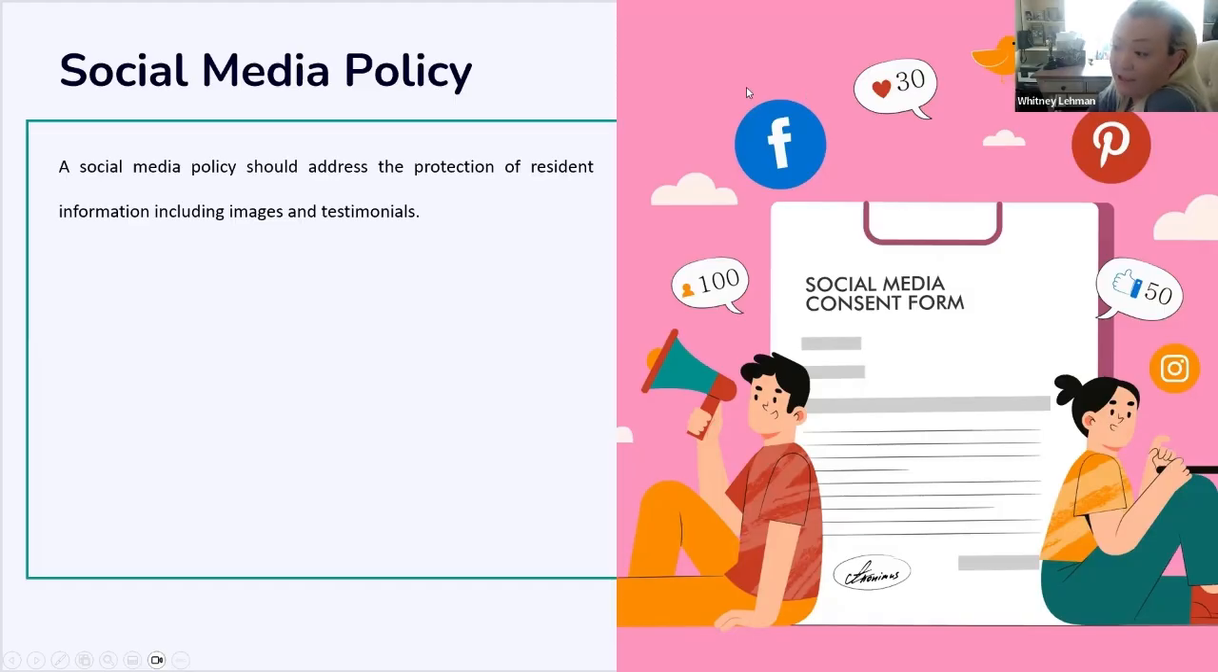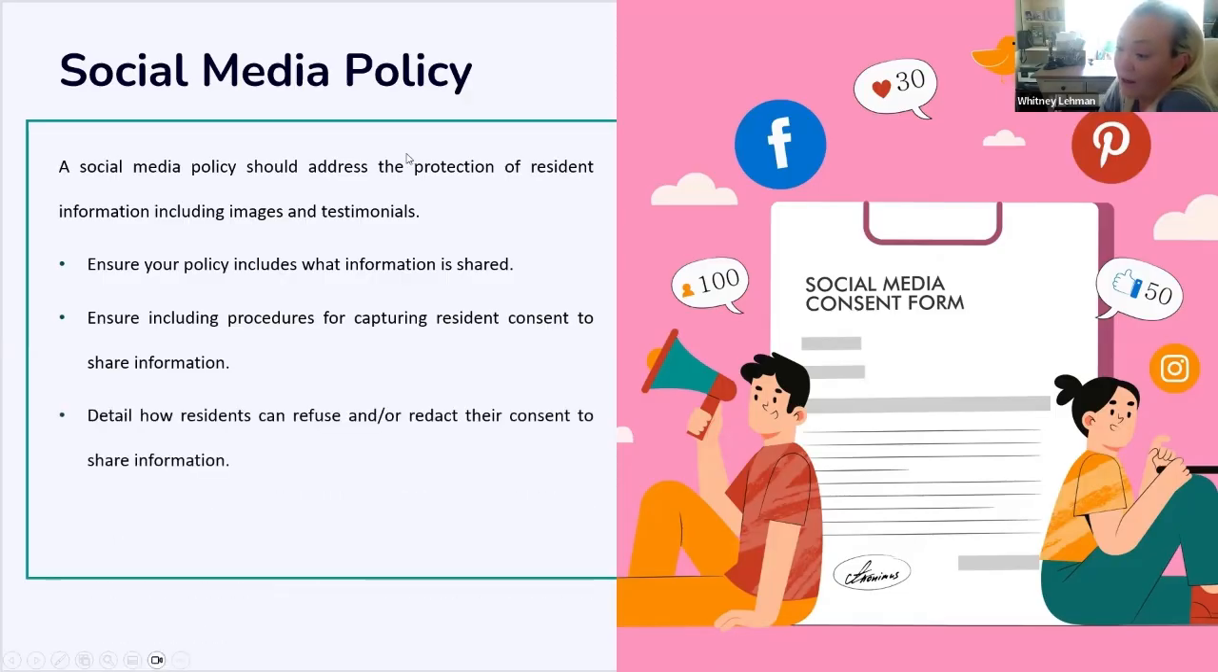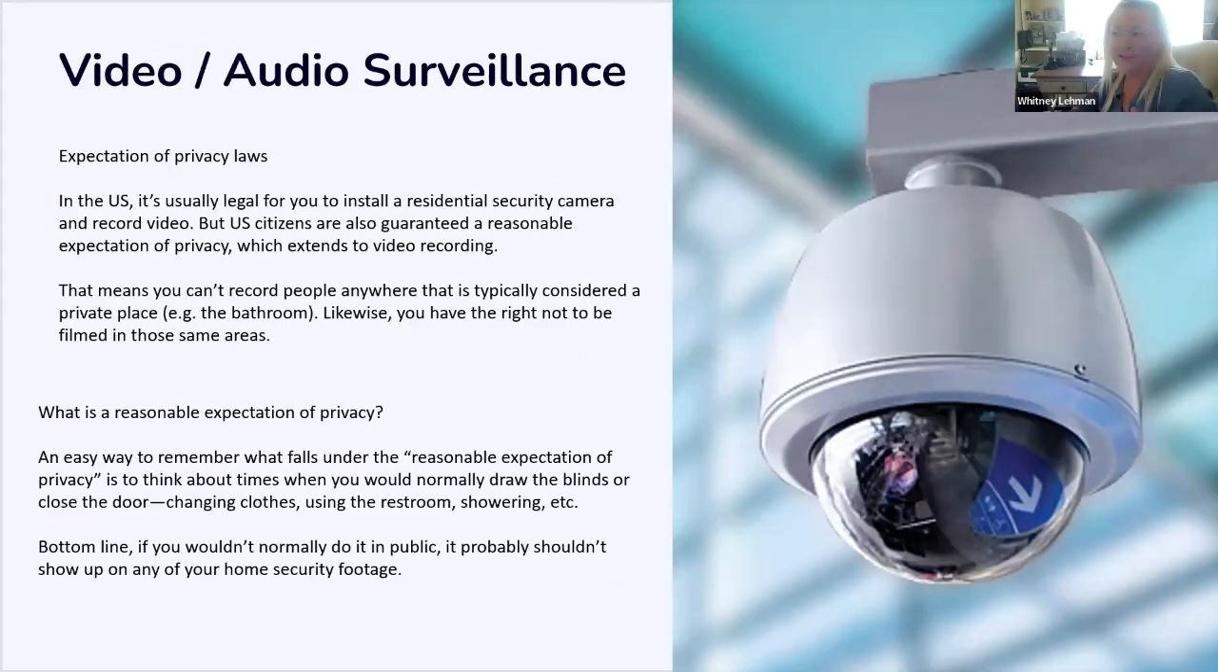Now, your social media policy should address the protection of resident information, including images and testimonials. You want to make sure that your policy includes what information you are going to share. You want to make sure that you're capturing residents' consent to share information. Discuss how residents can refuse and/or redact their consent to share information, and also include the timeline in which information can be shared. This is another thing that came up while I was in Delaware.